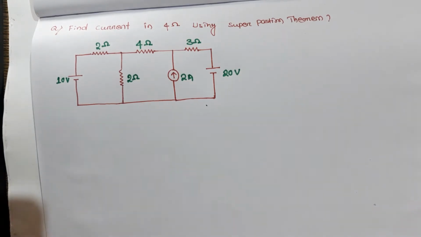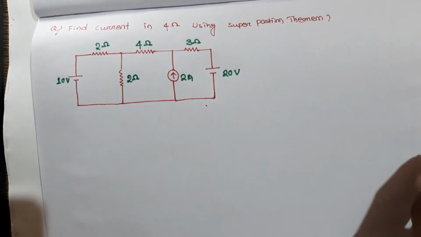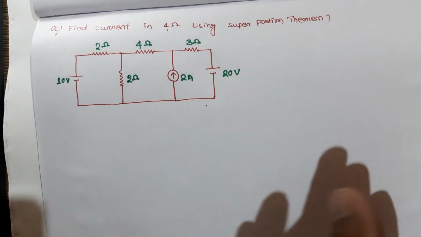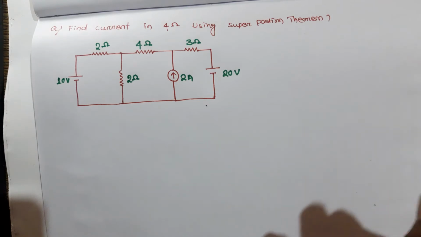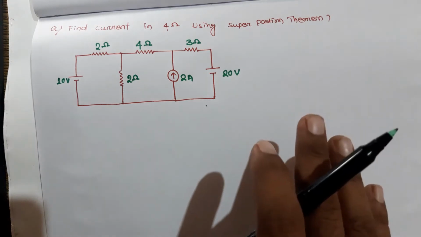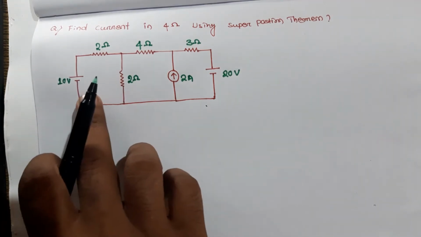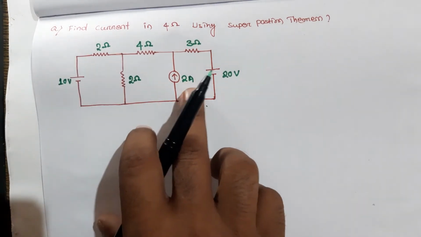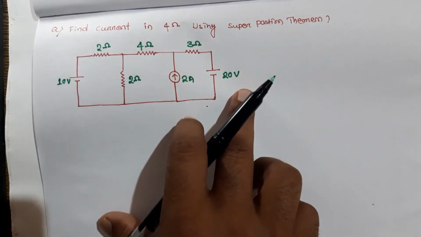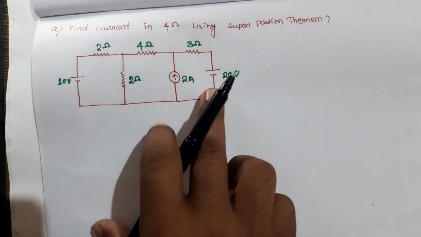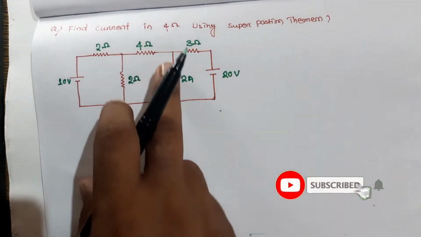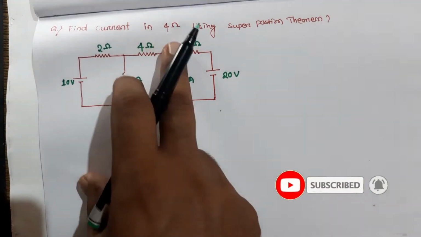Today we are going to solve another problem related to the superposition theorem. Here the question is: find the current in the 4 ohm resistor using the superposition theorem. Here you see three sources are present: one is 10 volt, one is 2 ampere, and another is 20 volt, so that we can apply the superposition theorem.